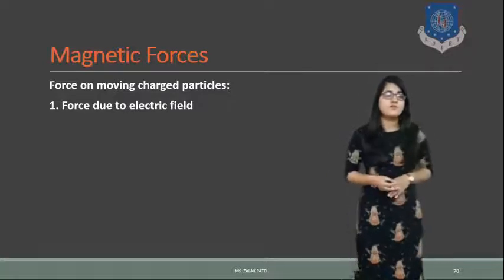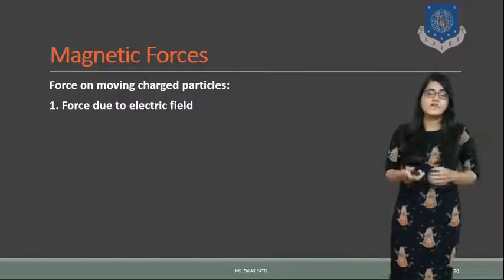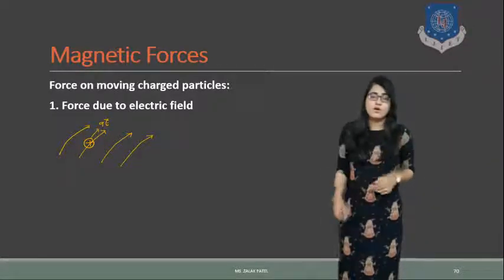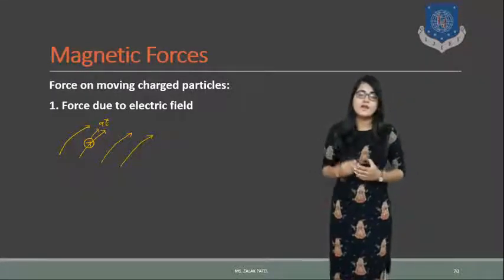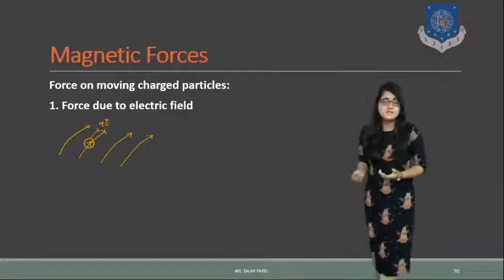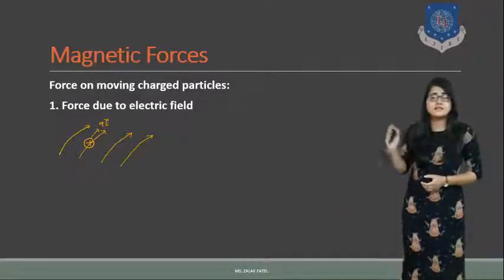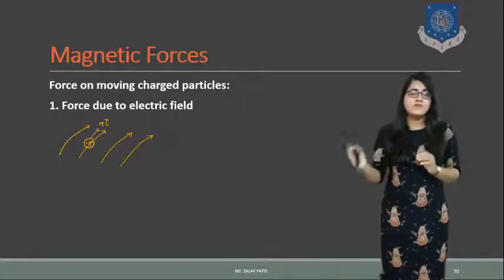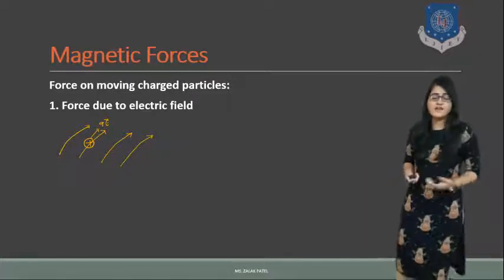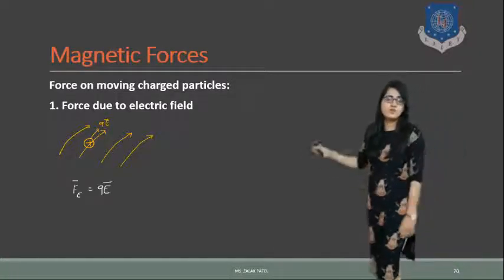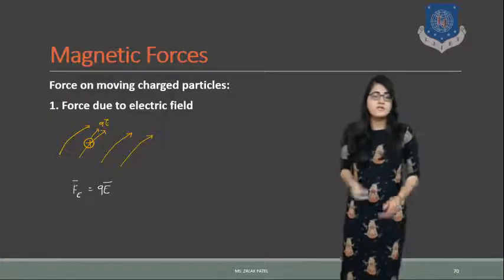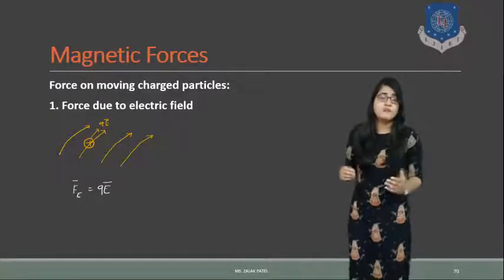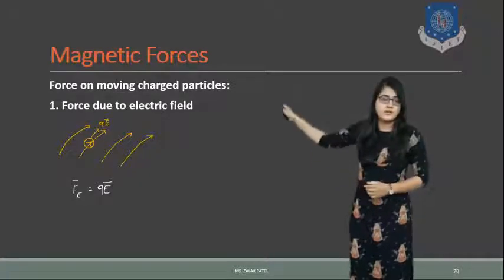Now, force due to a moving charge can be due to either an electric field or a magnetic field. We all know that according to Coulomb's law, force is given by Q squared upon r squared a_r bar, and field intensity is given by Q upon r squared a_r bar. So the relationship between force and electric field is Fe equals Q into E. This is the relation between force and electric field intensity when the force is due to the electric field.